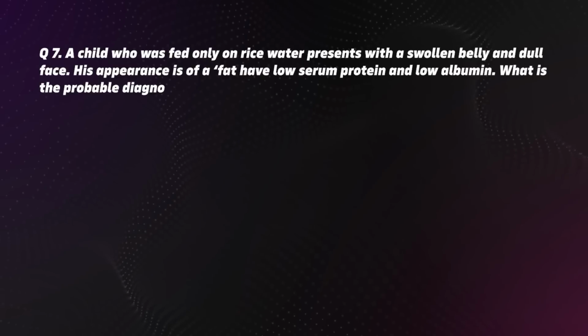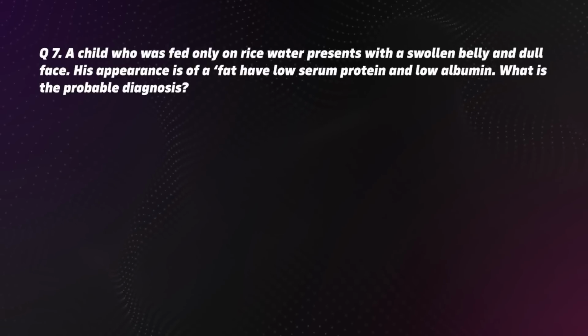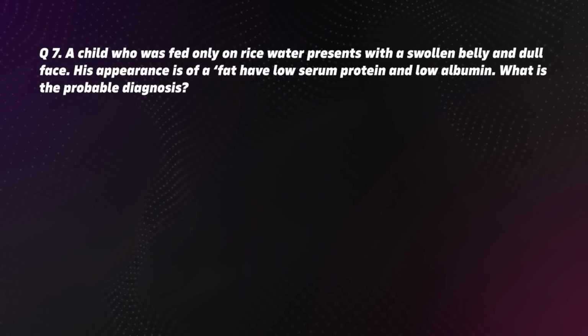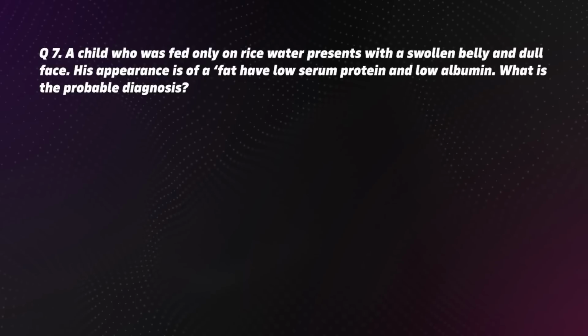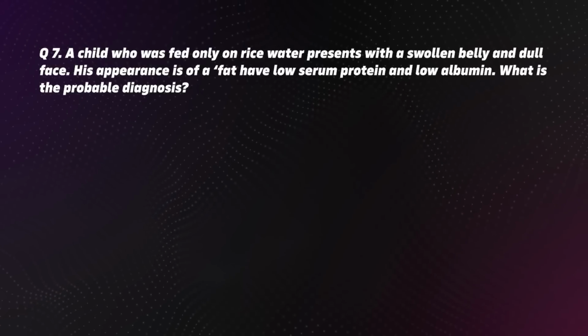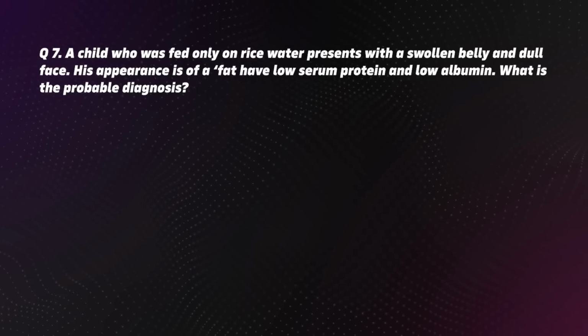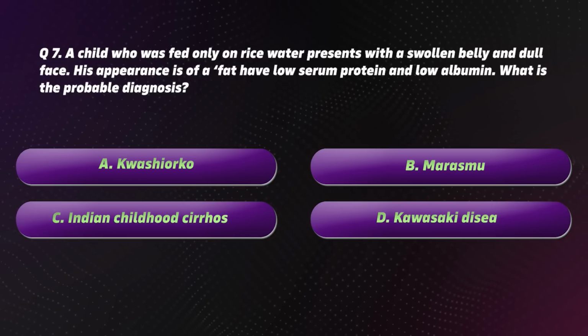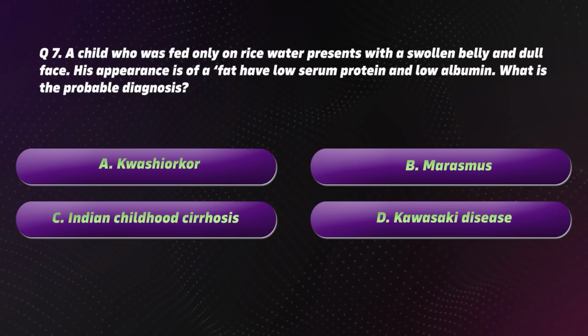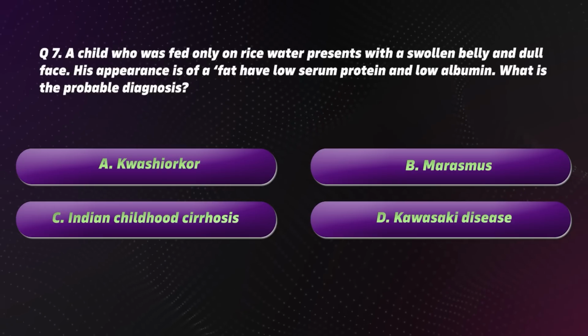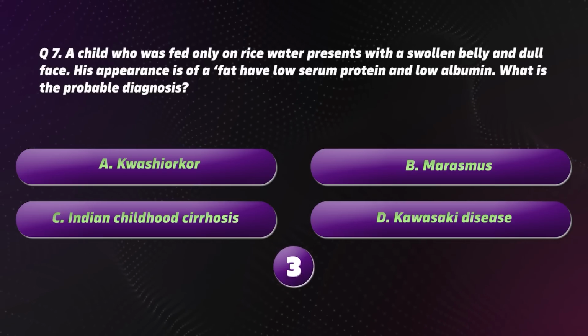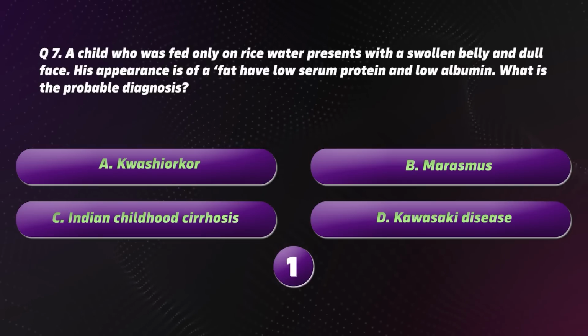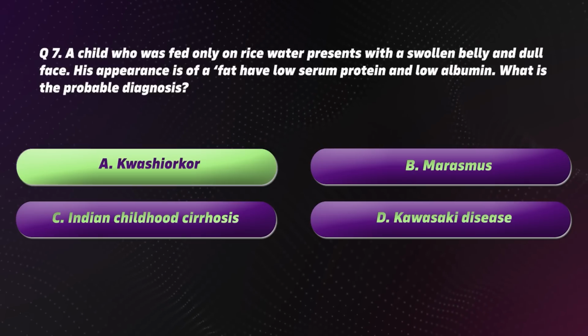Question 7. A child who was fed only on rice water presents with a swollen belly and dull face. His appearance is of a fat, have low serum protein and low albumin. What is the probable diagnosis? Here are the options. A. Kwashiorkor. B. Marasmus. C. Indian childhood cirrhosis. D. Kawasaki disease. And the correct answer is option A.